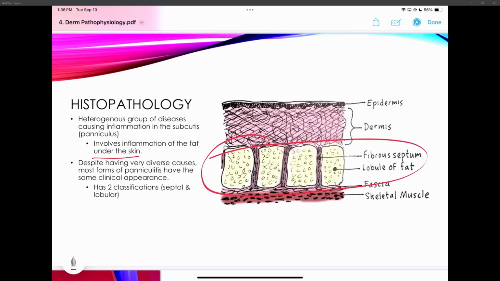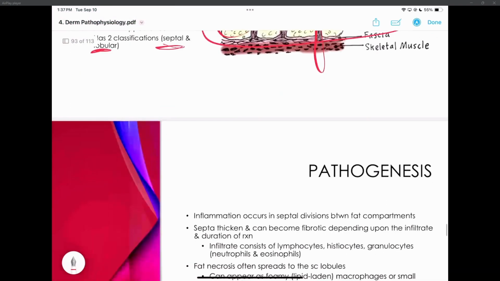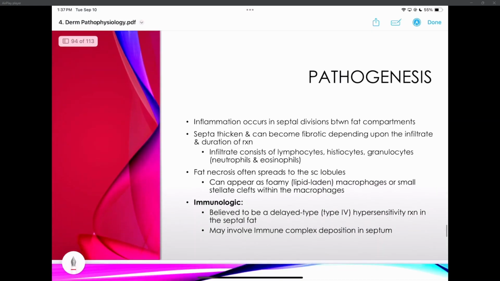Now, when it comes to the type, we classify it in two different ways. Does it affect the septum of the fat cells, so the place in between, or is it affecting the actual lobe of the fat itself? So is the lobe of the fat the problem, or is it the space in between each adipose cell, the septum?